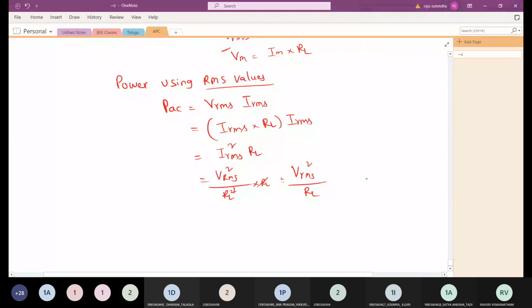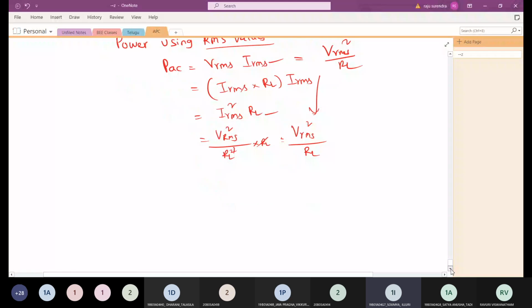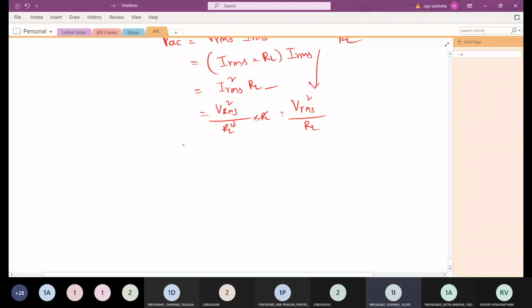For our convenience, you can write IRMS square multiplied by RL like that only. Or if you want to substitute the IRMS value directly here, you will get the same value. Is it right or not? Yes, sir. IRMS is nothing but VRMS by RL. If you substitute here also, you can get directly VRMS square by RL. No need to do all the steps. Okay? Next.